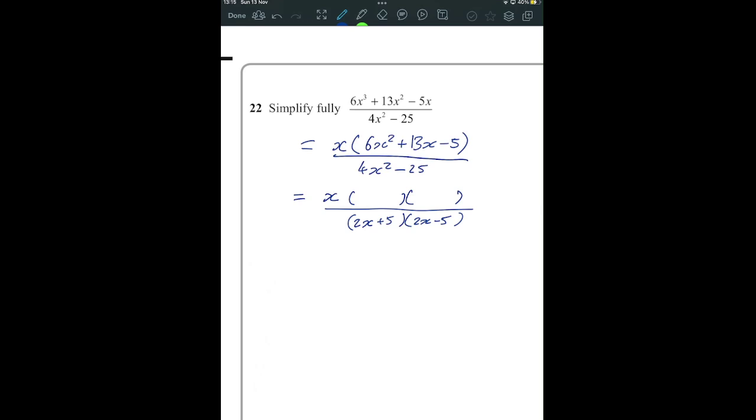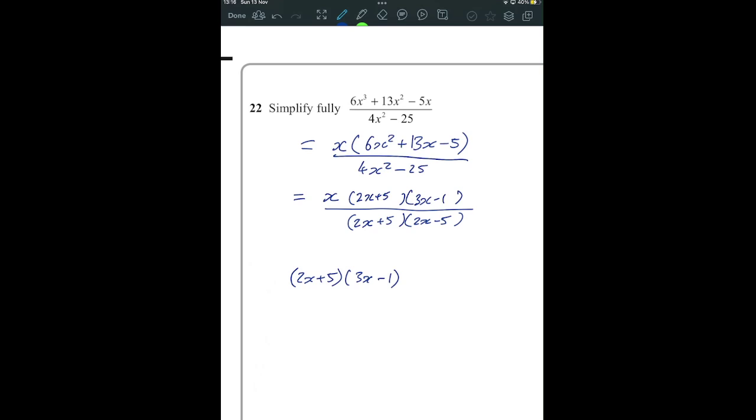Well, if we think carefully about what those options would be, if it was a 2x plus 5, then our other bracket will need to be a 3x to make the 6x squared and a minus 1 to make the minus 5 at the end. The middle term then is a 15 subtract 2, is the positive 13. So I managed to guess correctly.